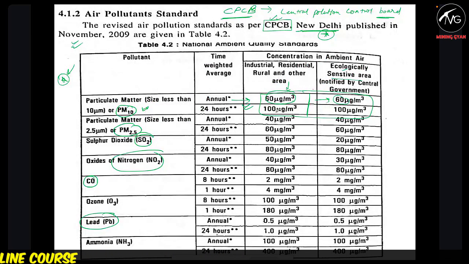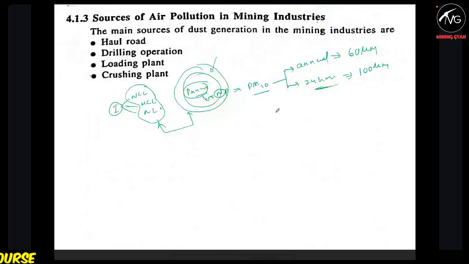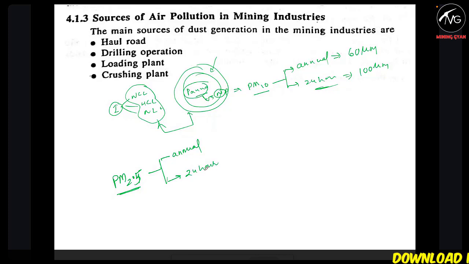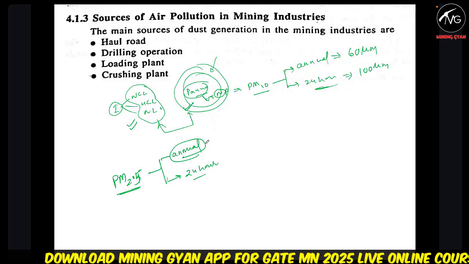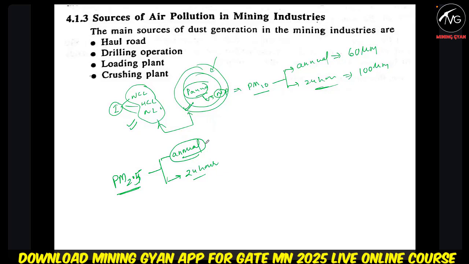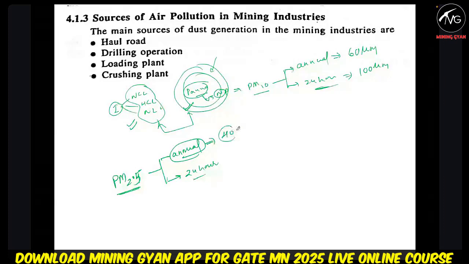Next, PM2.5 for their annual limit and 24-hour limit. In both cases, that means industrial and ecological, their limit is the same. Annually it is 40 micrometer and 24-hour is 60 micrometer.